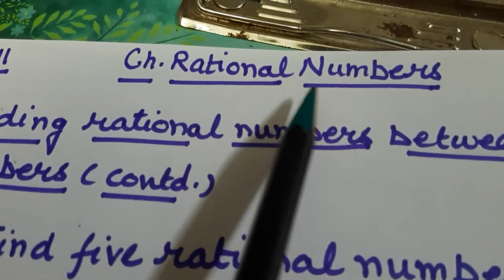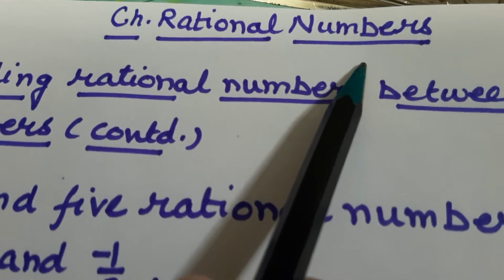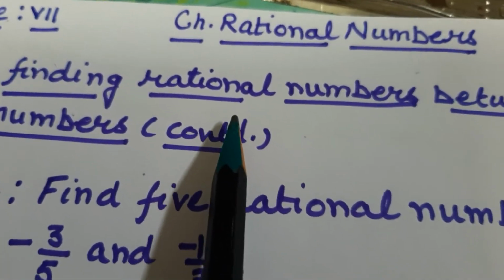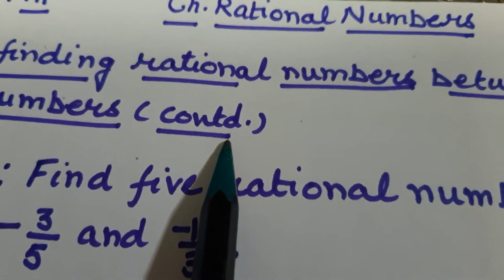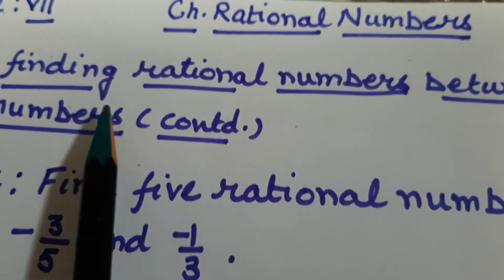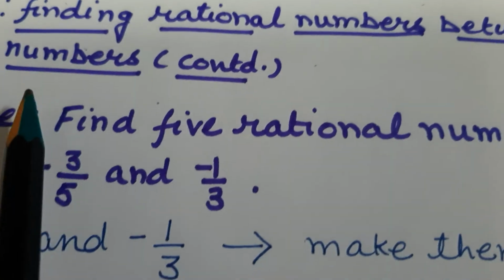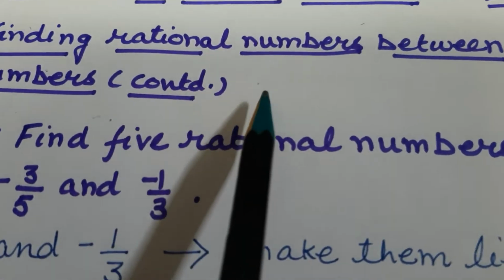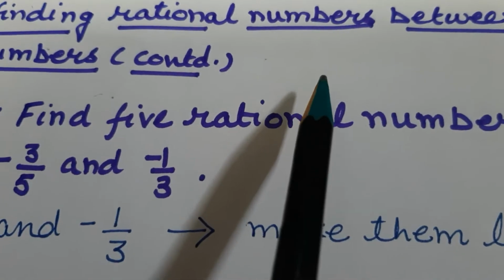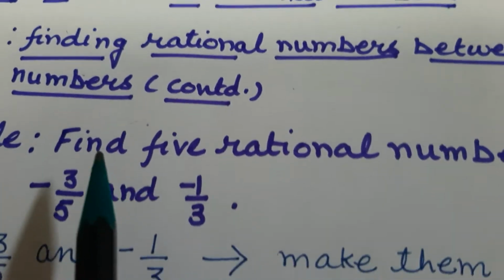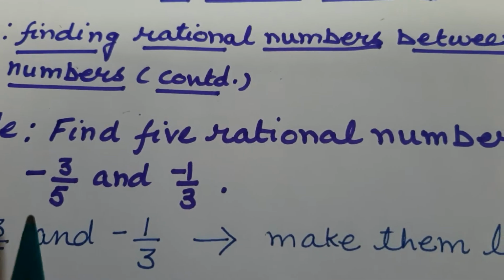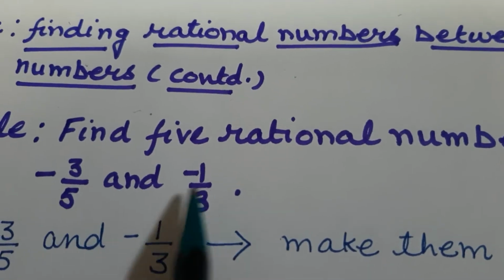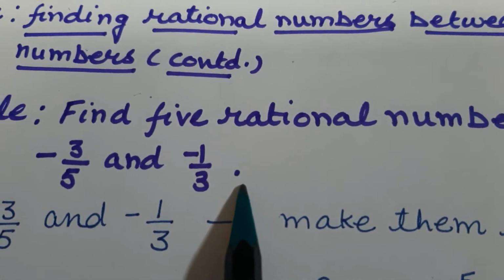Students, as you know, we are doing the chapter Rational Numbers. Today I am continuing the previous topic on finding rational numbers between two numbers. In the last session we found 5 rational numbers between two integers. Today we will find 5 rational numbers between two rational numbers. The numbers are already rational.